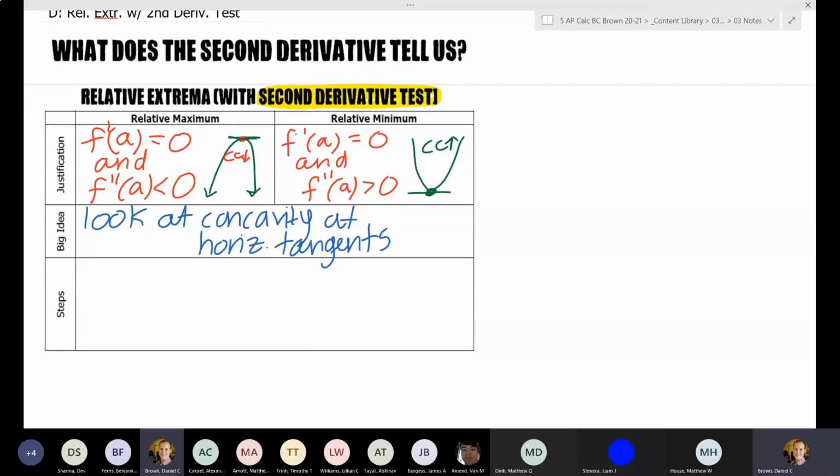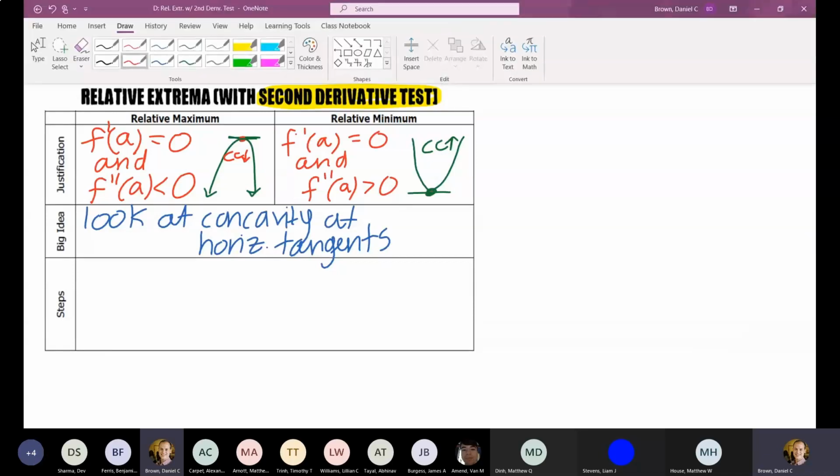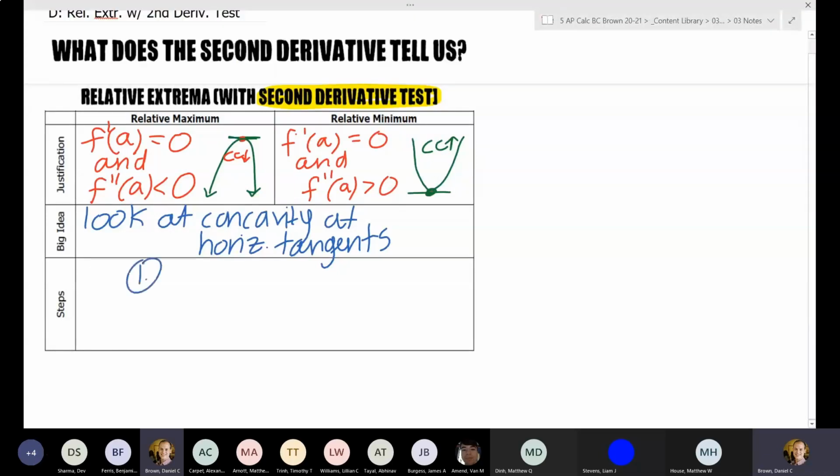So the steps for the second derivative test is you first need to find where you have horizontal tangent lines. So you're going to find where the first derivative is equal to 0. If the first derivative is never equal to 0, then you cannot use the second derivative test. It doesn't mean that there are no extrema, and that's another important thing to point out. It just means you can't use the second derivative test. It's inconclusive if you have no horizontal tangent lines.